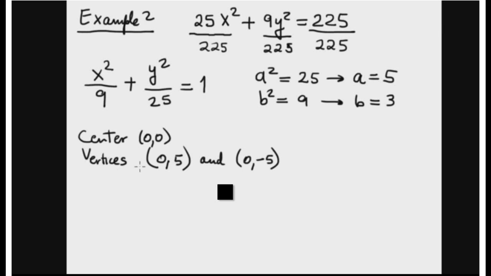Okay, now the endpoint of the minor axis is located on the x-axis, distance 3. So 3, 0 and minus 3, 0.